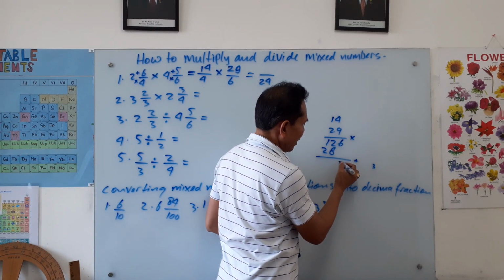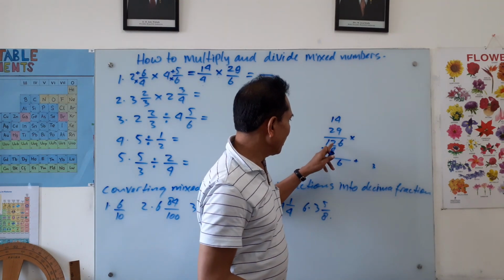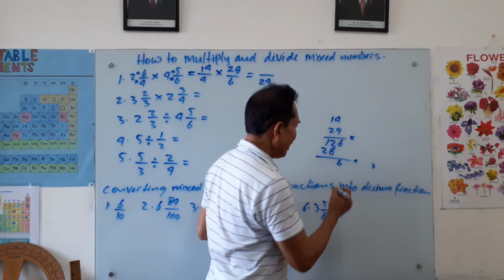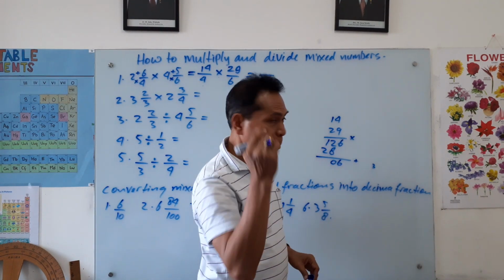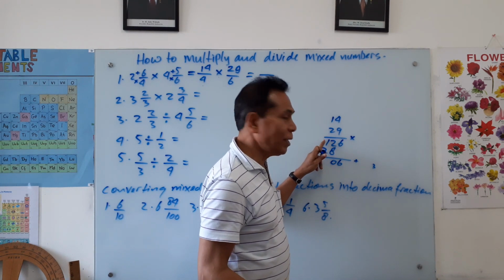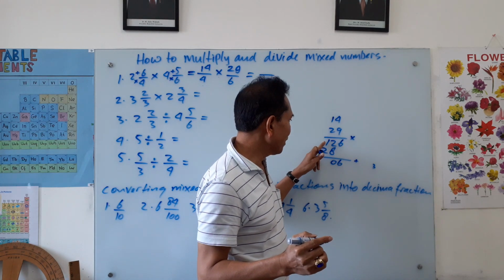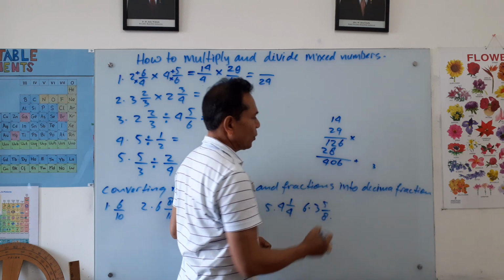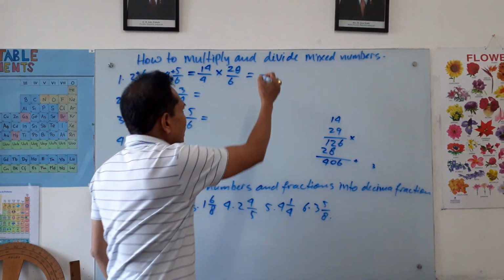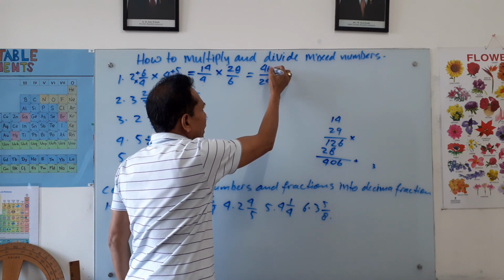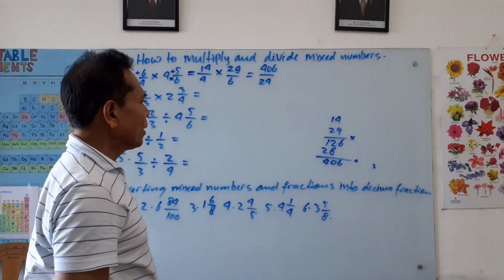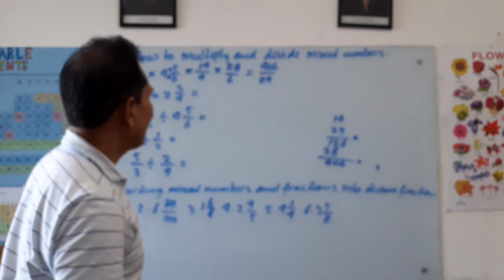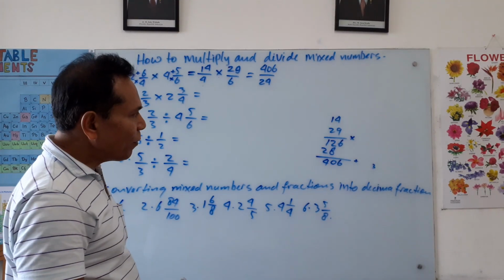So this 6 you bring down here. And 2 plus 8 is 10. So you write 0 here, and you keep 1 in mind. And 1 plus 1 is 2. 2 plus 2 is 4. So your answer is 406. 406 over 24. Can we simplify this?